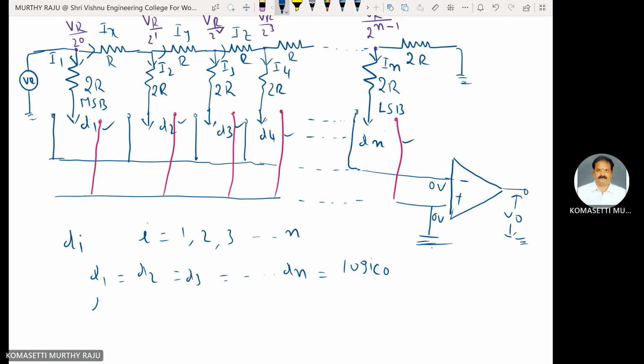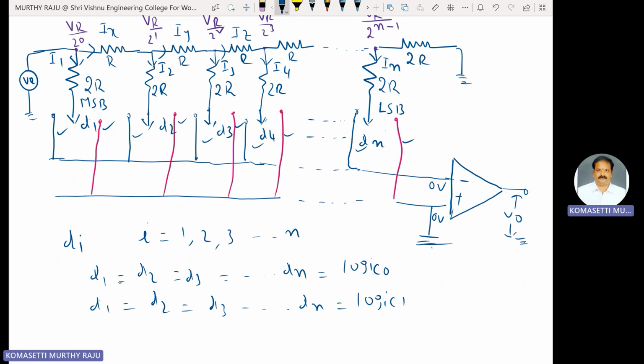Next one, D1, D2, D3, and so on up to Dn is at logic 1. Logic 1, the switches of Di, where i is equal to 1 to n, D1, D2, D3, D4 and so on, the Dn switches are connected to this point. That means the inverting terminal of the op amp. The inverting terminal of the op amp is also at virtual ground potential.